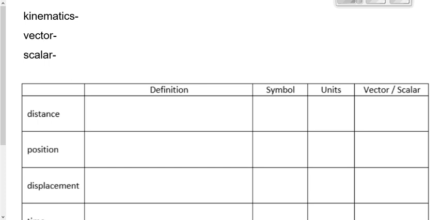When you studied physics in Science 10, you studied, for the most part, a branch of physics called kinematics. Kinematics is the study of motion. But there's another study of motion as well called dynamics.